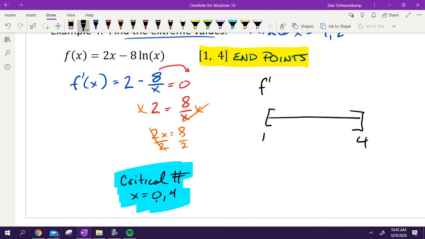Now I just need to find signs. What's a good number to plug in? 2. If I plug in 2, it would be 2 minus 8 over 2. So 2 minus 4, positive or negative? Negative. Make a decision. At 1, talk with your neighbor, is 1 going to be a maximum or a minimum?